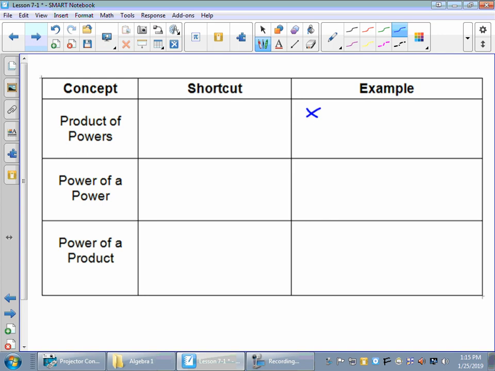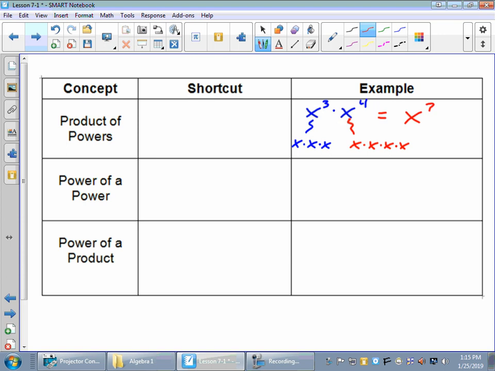So if we said like x to the 3rd times x to the 4th, well, if you were to actually write this out, you would have, for this one here, x times x times x. And then in this one here, you'd have x times x times x times x, 4 of them. So how many x's would you have altogether? You would have 7 of them. So we could say that x to the 3rd times x to the 4th is x to the 7th.